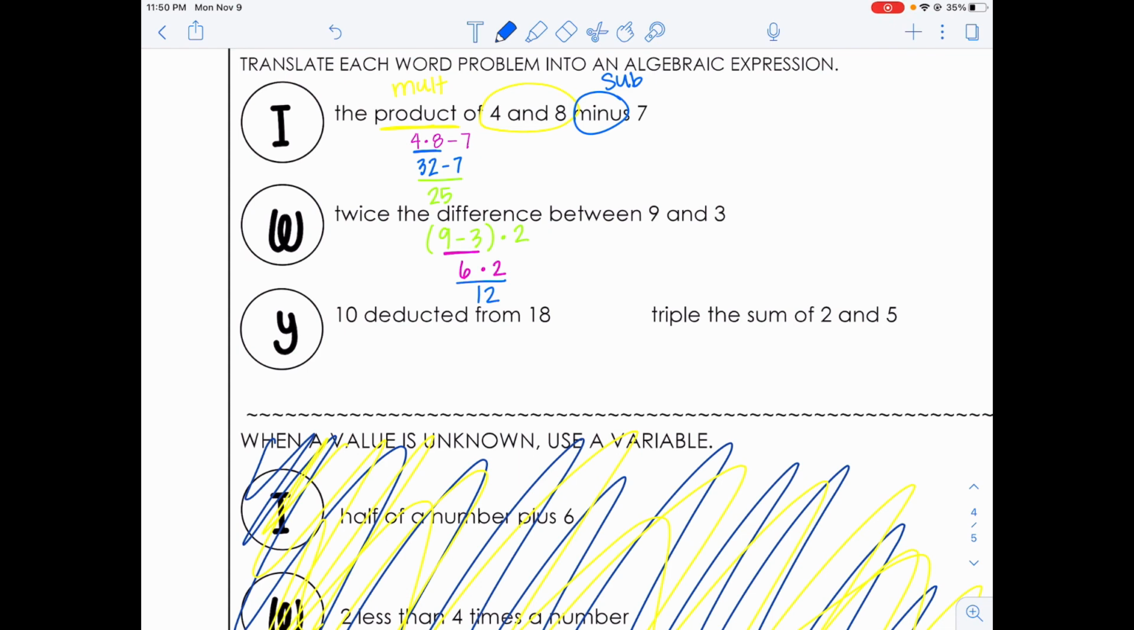All right, 10 deducted from 18. Deducted means to subtract. And because it is taking away the 10, it is not 10 minus 18, but rather 18 minus 10. This is a pretty simple numerical expression. Simplifying, 18 minus 10 leaves me with 8.